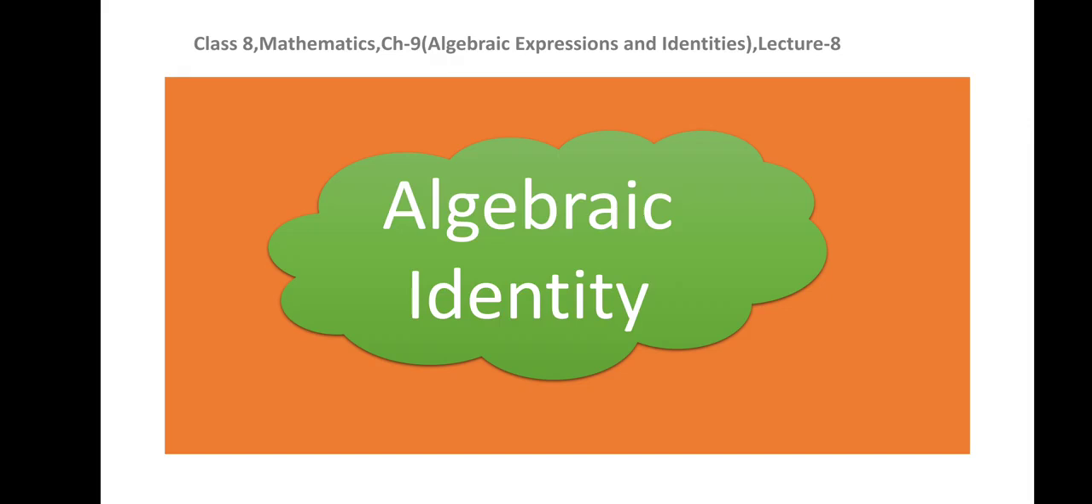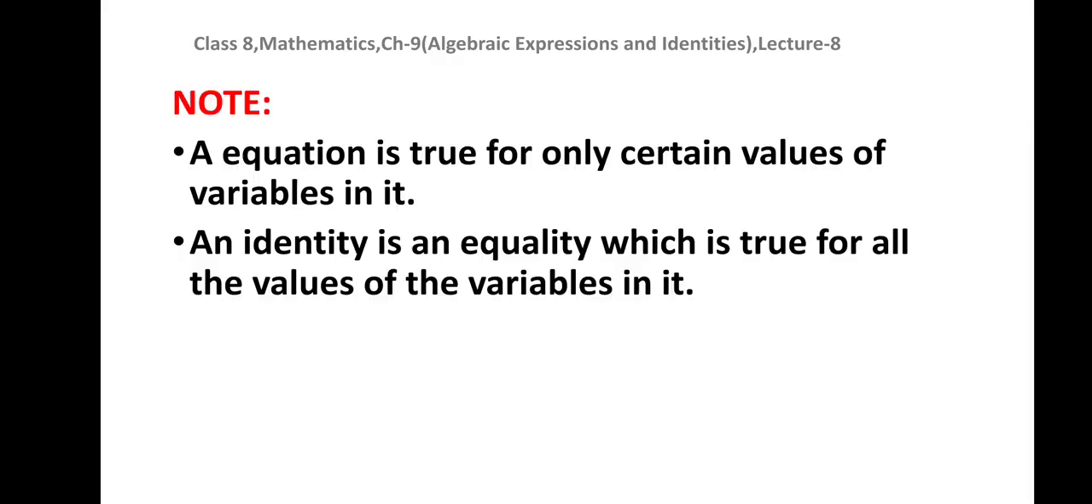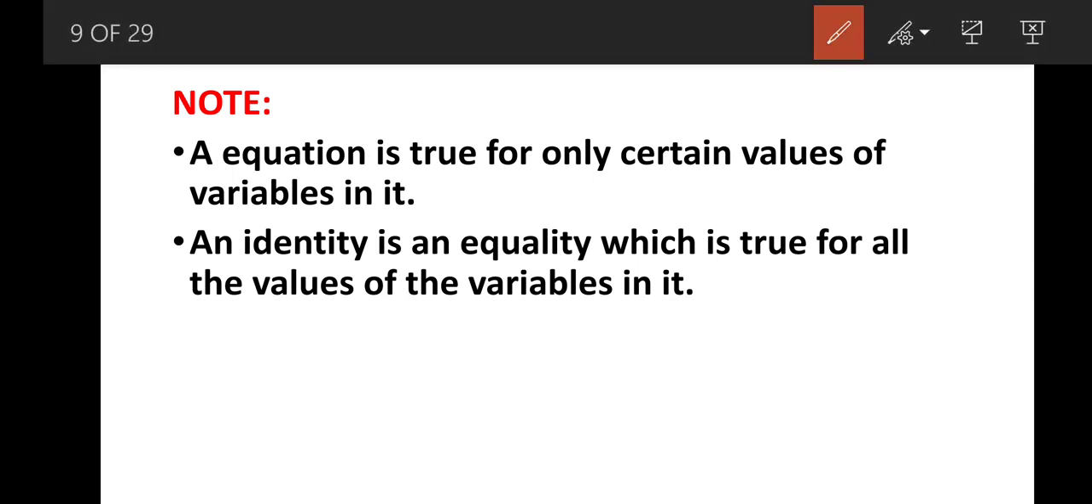Now coming to algebraic identity. There are certain points to note regarding algebraic identity, and we have understood these points with the help of examples, but you should recall them very clearly. An equation is true for only certain values of the variables in it. It is not mandatory that whatsoever value of the variable we put in an equation, it will be true. It is only true for certain values of the variables in it.